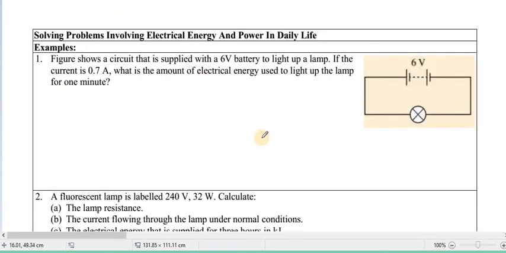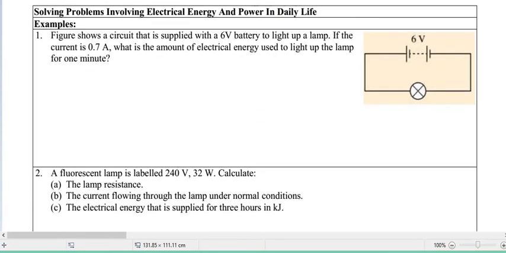Okay, so solving problems involving electrical energy and power in daily life. Example: the figure shows a circuit that is supplied with a 6-volt battery to light up a lamp. If the current is 0.7 ampere, what is the amount of electrical energy used to light up the lamp for 1 minute? Okay, so we want to find out the electrical energy.